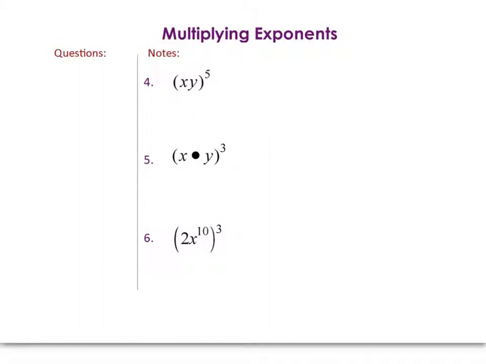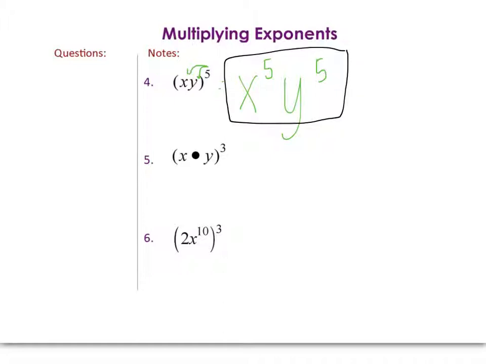So here are some examples. I have xy to the 5th. Well, I want to distribute that exponent of a 5 to the x and to the y, which gives me x to the 5th, y to the 5th, and you're done. Your answer should not have parentheses anymore.